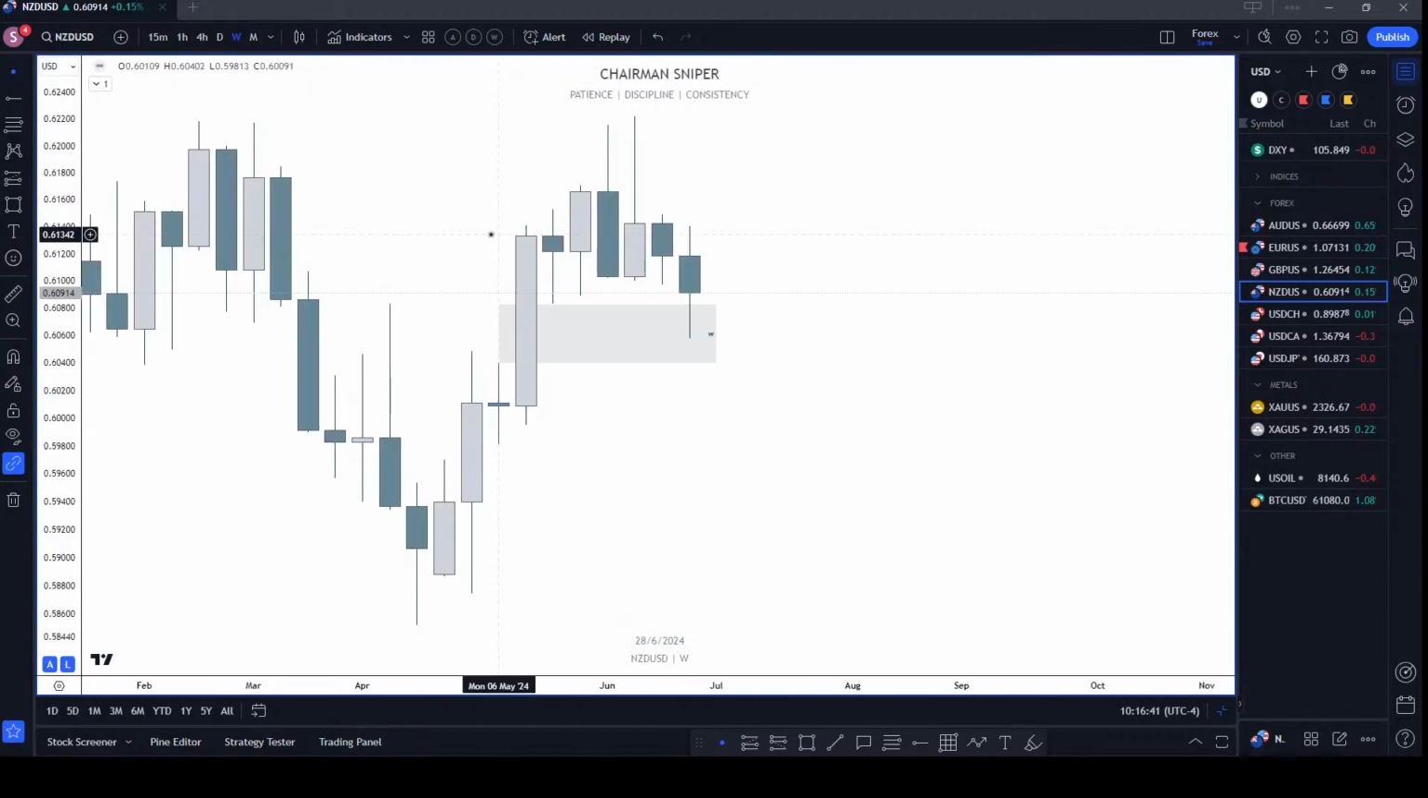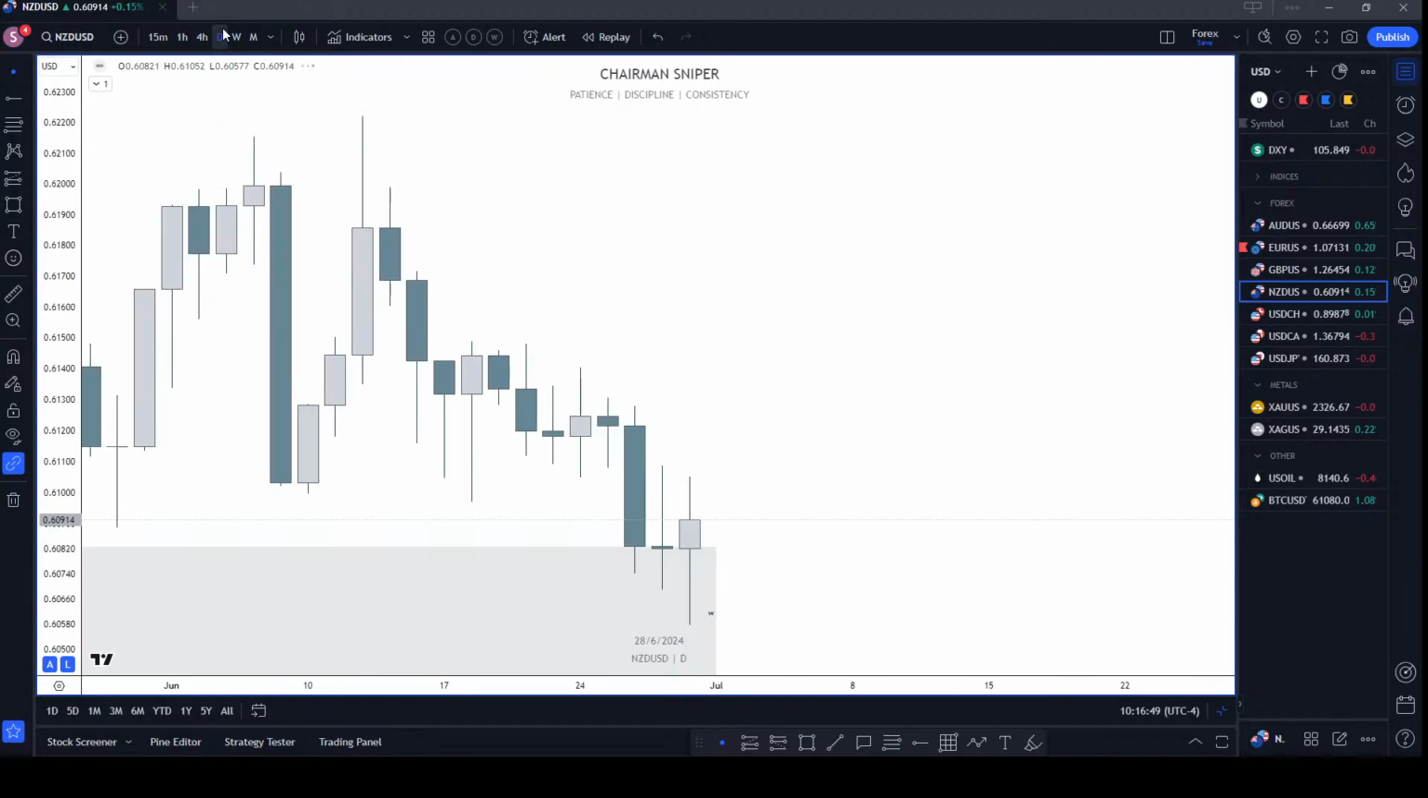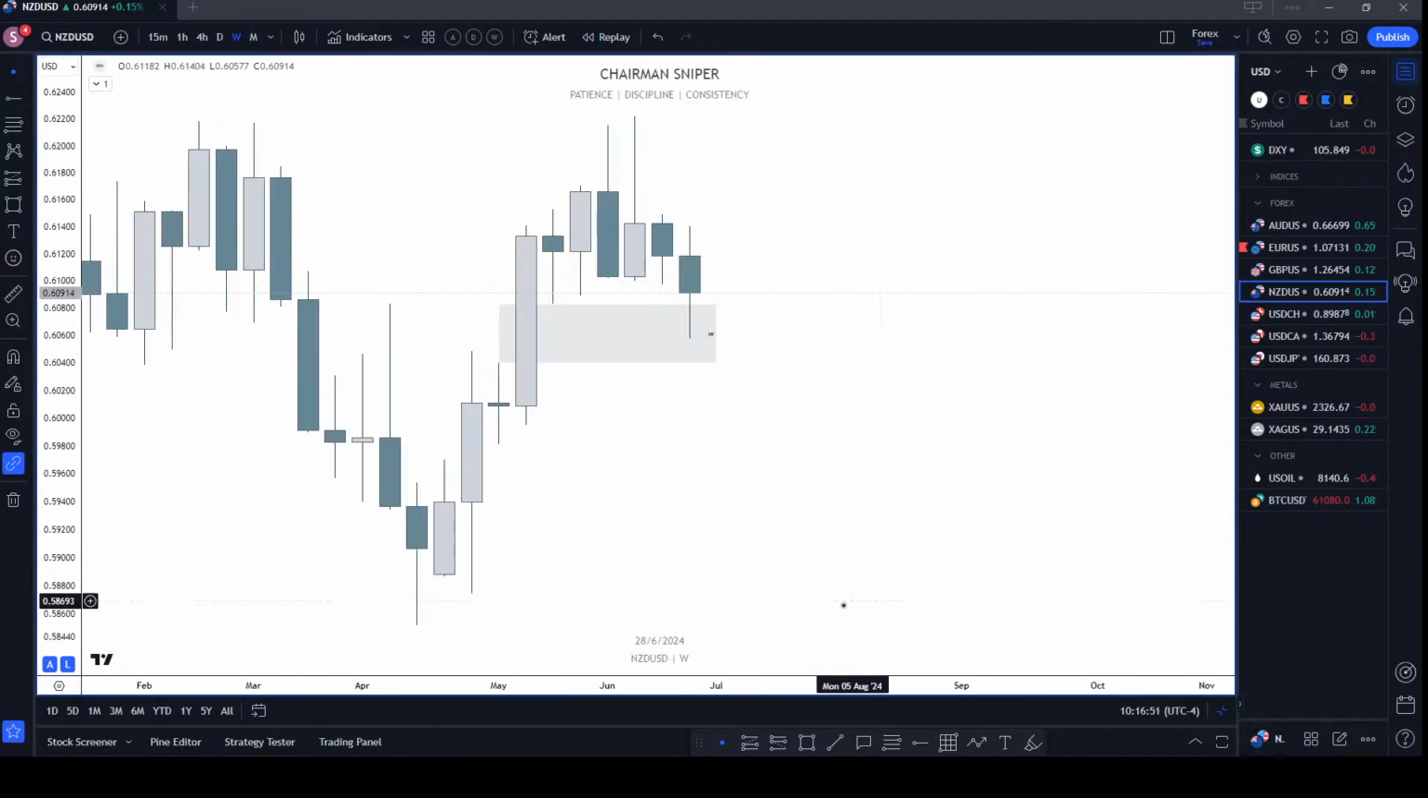So considering that this zone was tapped into on Friday, I would wait for more confirmation, as in either a daily fair value gap higher, or I'll wait for price to actually sweep this and then give me a 4 hour fair value gap higher before I move higher. So this would probably be what I'm looking for if I were to trade NZD USD.